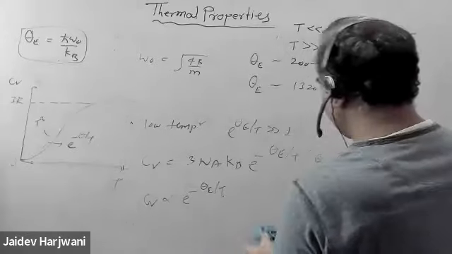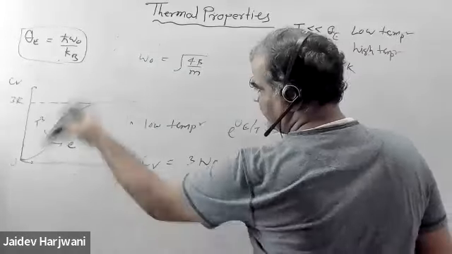So this was your Einstein model. Okay, it varies exponentially and is constant.